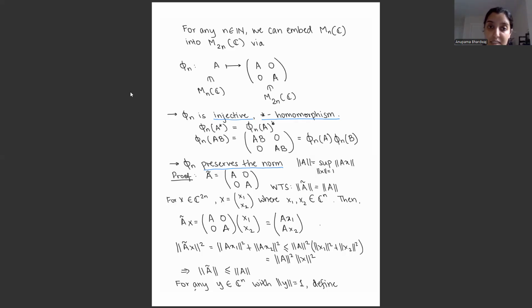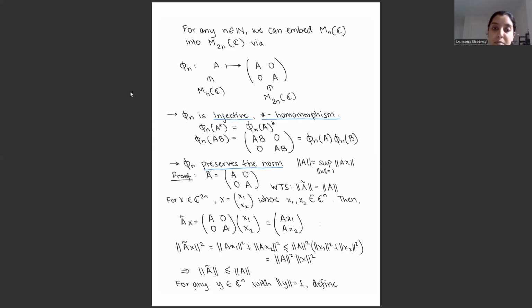So it's injective. It's a star homomorphism because phi_n of A star is equal to phi_n of A, star, again just taking adjoints. And then phi_n of AB is equal to the matrix with AB, 0, 0, AB, which is equal to phi_n of A times phi_n of B. I'm trying to give details because I feel like it's super helpful in seeing what exactly this embedding is and what we need to do after that.